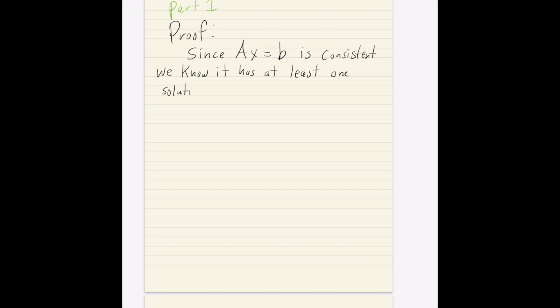And this problem is way more interesting if we know that Ax equals b has an infinite number of solutions. That's what makes this more useful to us. But it also works if it has only one solution. And then we're going to let x1 be a fixed solution to Ax equals b, meaning that Ax1 equals b. So we have one solution there.